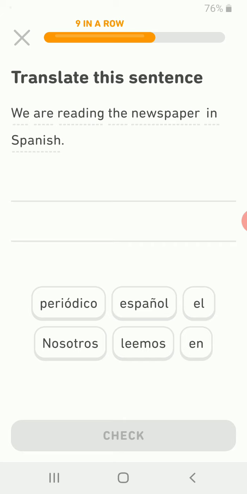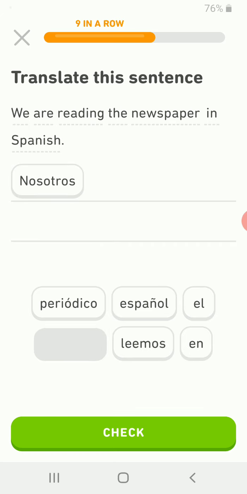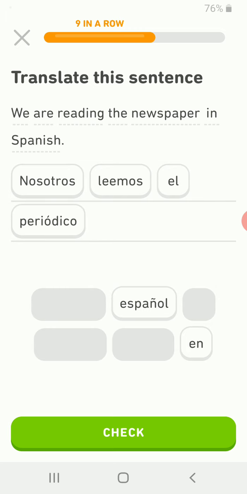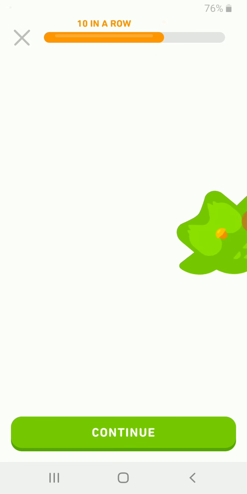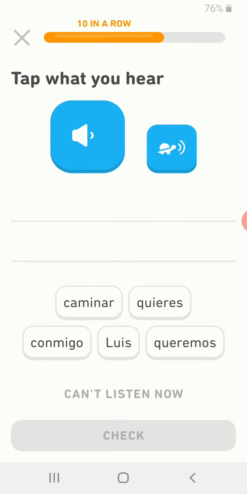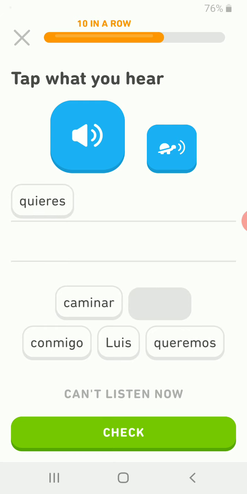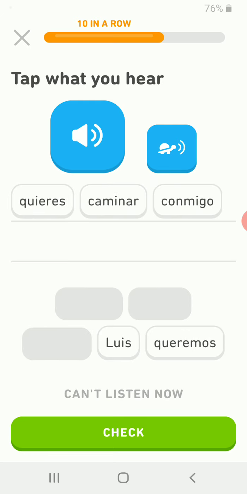And translate this sentence. We are reading the newspaper in Spanish. Nosotros leemos el periódico en español. Nice. ¿Quieres caminar conmigo? Do you want to walk with me?